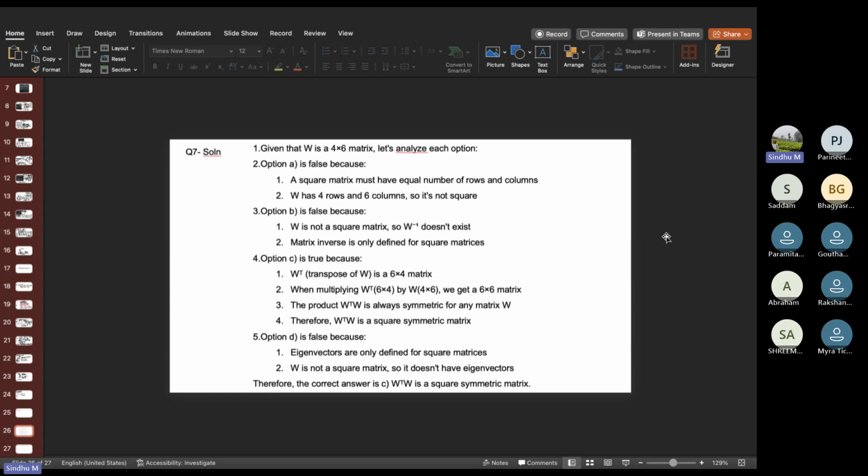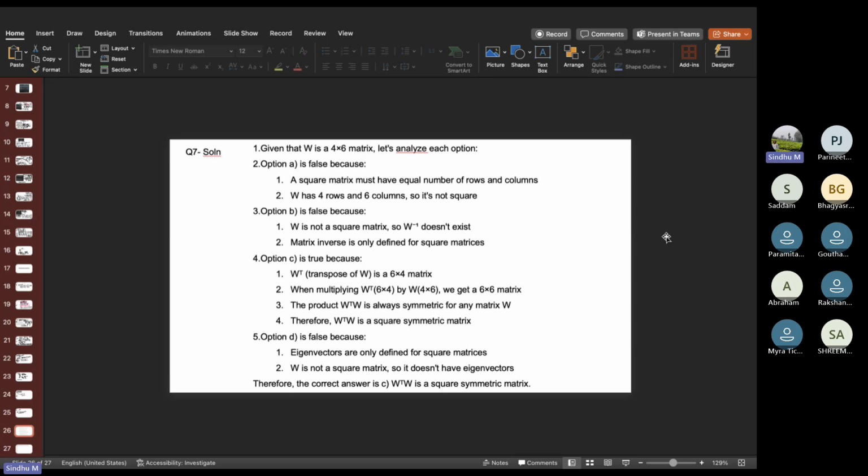Option B is about W inverse. But we know that inverse is only defined for a square matrix. So W is not square, so W inverse is not defined. So option B is also not correct.